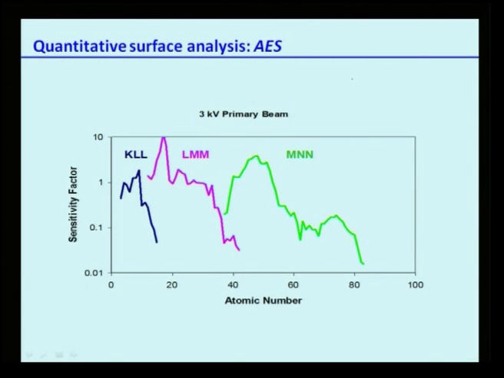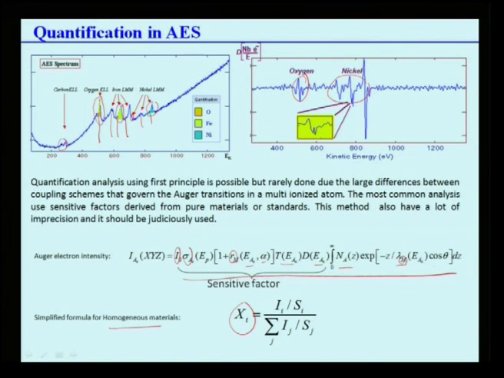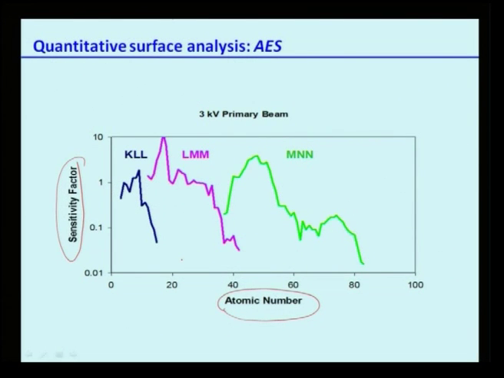Well, let us now look into more detail. This is the sensitivity factor versus atomic number. The sensitivity factor, as I discussed, is this, as you see, from this part to this part. It contains the transition energy level, the scattering cross sections, and the incident beam energy level. So sensitivity factors can vary from 10 to the minus 2 to 10, depending on the atomic number and on the transitions. This is calculated for a 3 kilovolt primary electron beam.